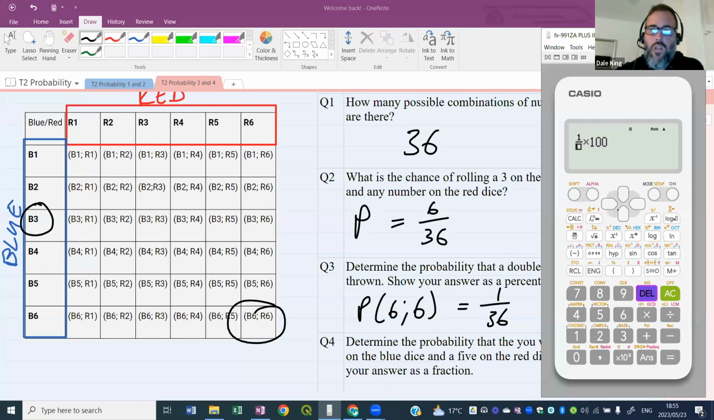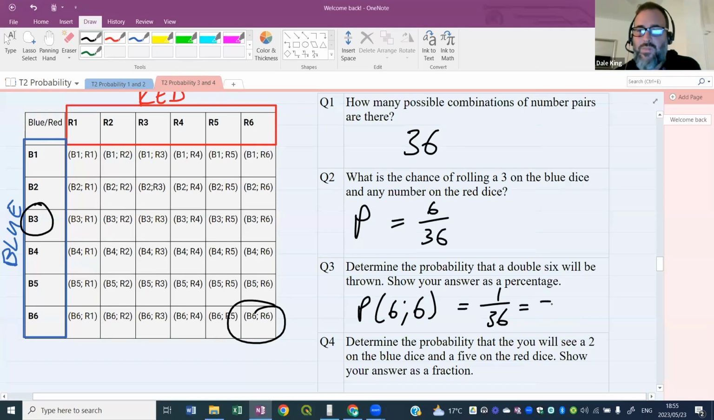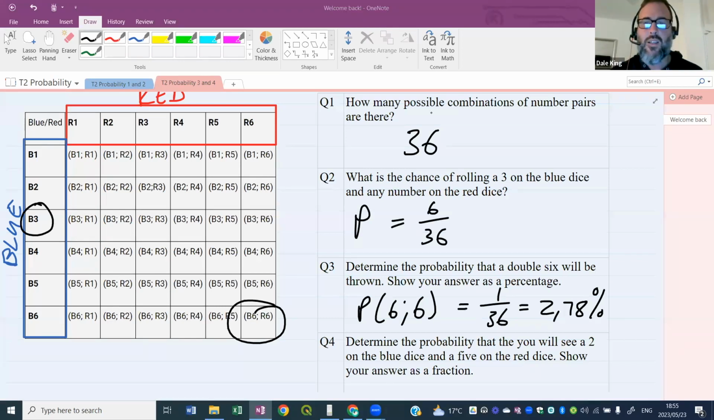Go to my fraction, change the bottom to 36. 1 out of 36. What is that as a percent? You've got a 2.78% chance of throwing a double 6. This is why getting a double 6 is so hard, because it's only 1 out of 36. 2.78% chance. That's nothing. Well done. It's tiny. Out of 100%, that is teeny tiny. This is why it's so hard to get a double 6.